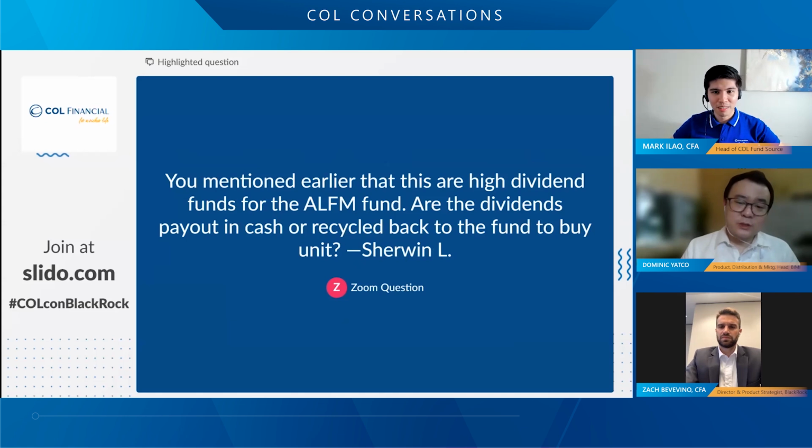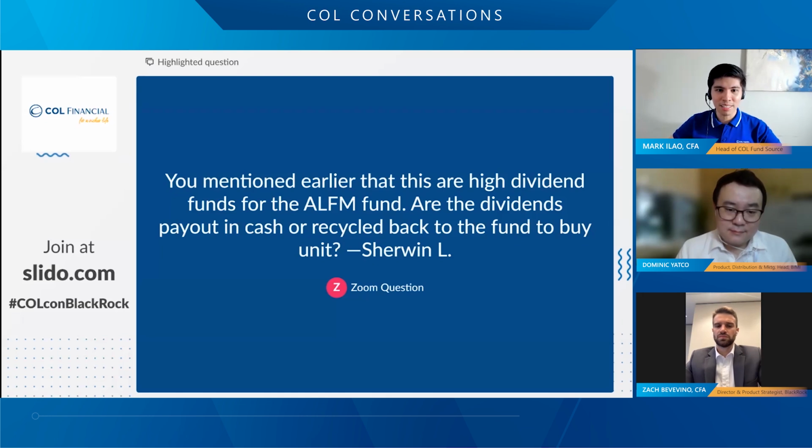So the clients will receive dividends in the form of additional units, which are automatically redeemed to the client. Yeah, so in other words, they get cash, Dom, right? Yeah, the end state is cash. And for our clients, if you are a COL customer, the dividend from the ALFM fund will be credited to your buying power. Okay, so much like any other dividend from listed stocks. Can we move on to the next question, please?